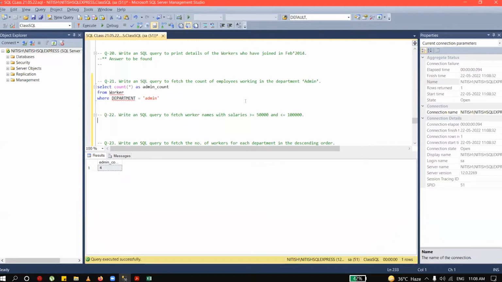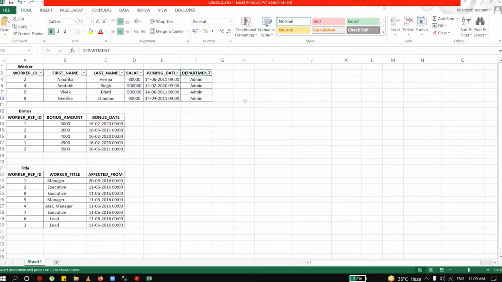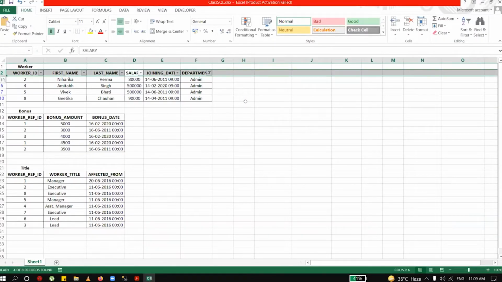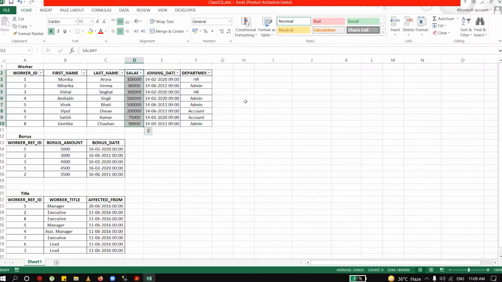For the next one, anyone with the approach? What are we doing in the next question? I just want to listen to your approaches. Great. So yeah, it's a between thing. SQL query to fetch worker names with salaries greater than 50,000 and less than or equal to 1 lakh. My salary greater than or equal to over here.